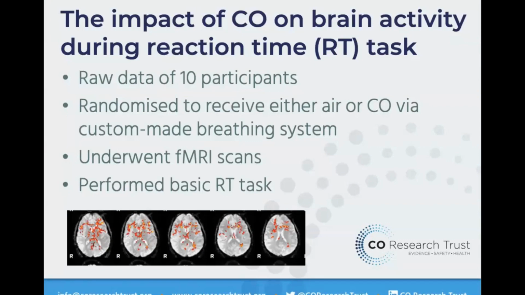All participants received fMRI scans and were supported to perform a basic reaction time task both before and after the air or CO intervention was given. The reaction time task consisted of the participant pressing a button with their right hand as fast as they could when a flashing dot appeared on the screen. The BOLD scan technique was applied here alongside structural scans that were used for anatomy.